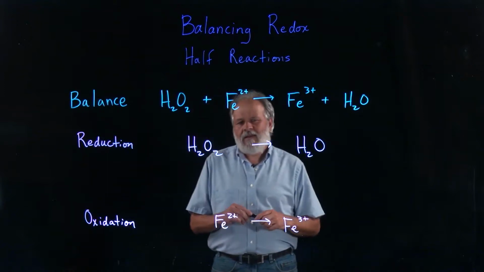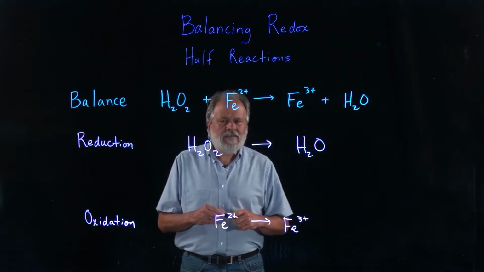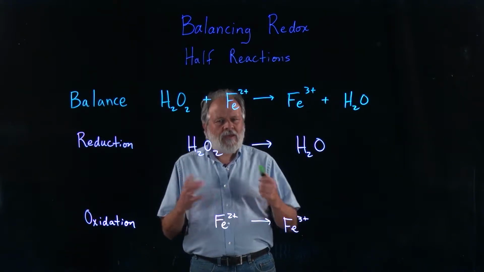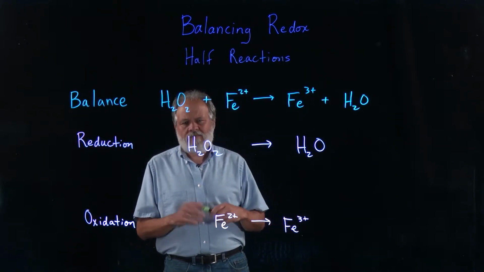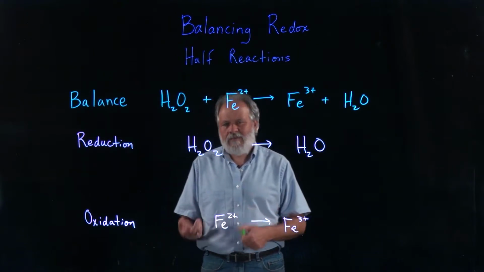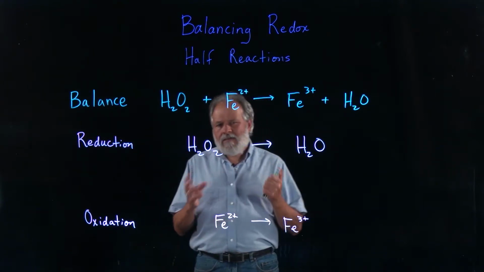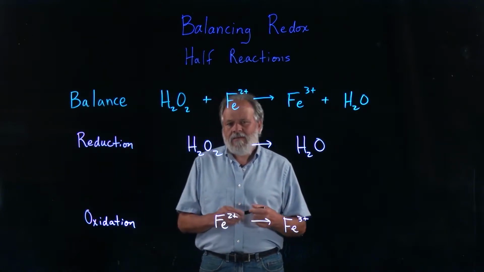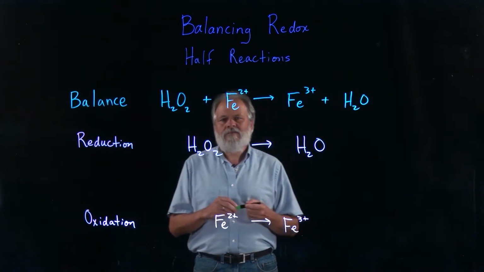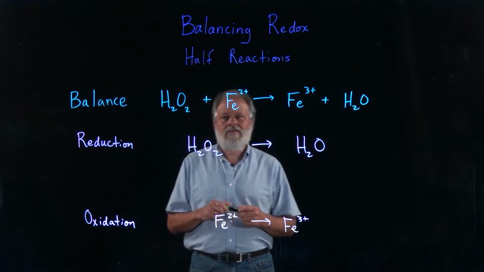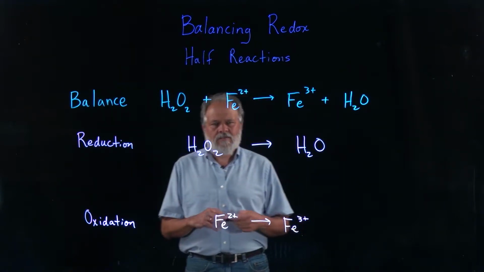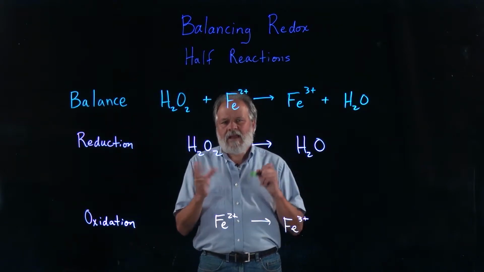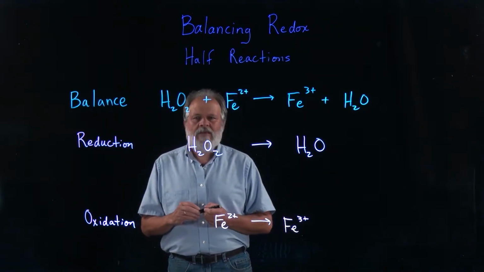In this video, I'm going to talk about how to balance half reactions in redox chemical reactions. If you want to balance a redox reaction, it's much easier to balance the reduction half and then the oxidation half, and then set the number of electrons lost equal to the number gained, and add up the two half reactions to get the overall whole reaction. The reason you need to do this is because there are other things that are not written in the equation that you're given.